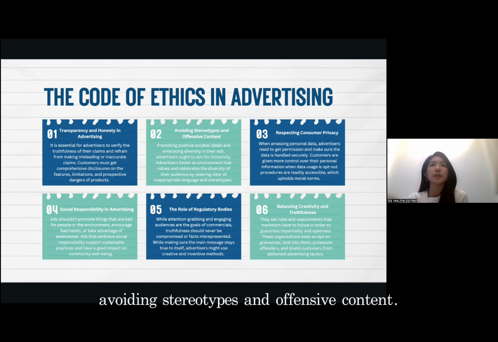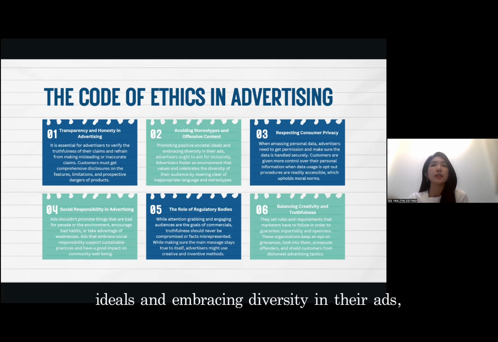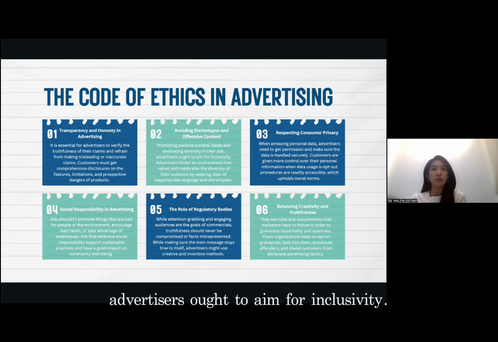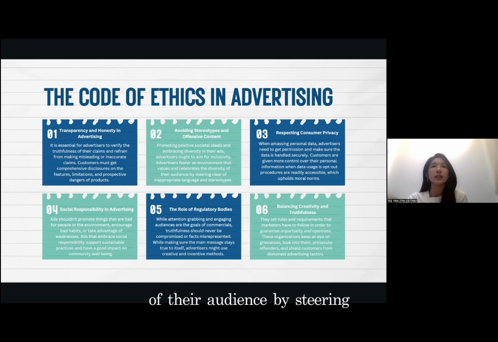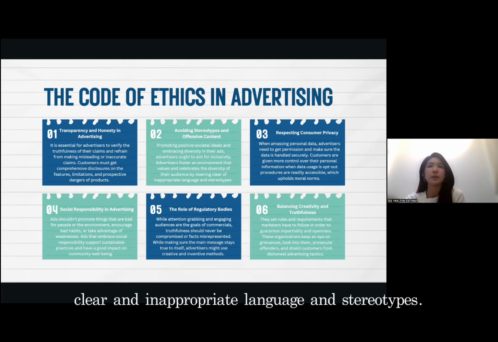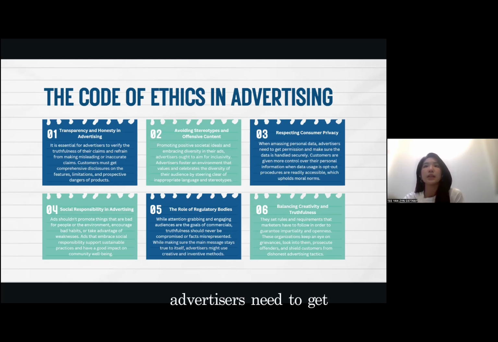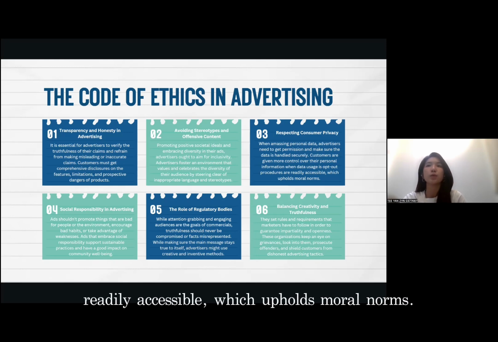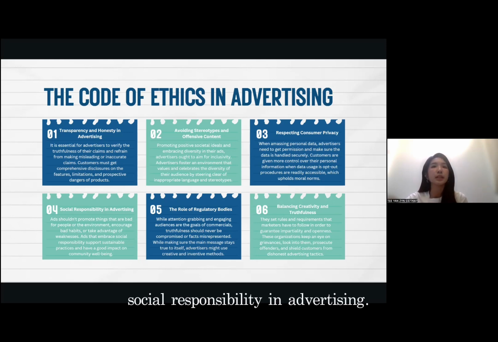Second, avoiding stereotypes and offensive content. By promoting positive societal ideals and embracing diversity in their ads, advertisers ought to aim for inclusivity. Therefore, advertisers foster an environment that values and celebrates the diversity of their audience by steering clear of inappropriate language and stereotypes. Following will be respecting customer privacy. When amassing personal data, advertisers need to get permission and make sure the data is handled securely. Customers are also given more control over their personal information when data usage opt-out procedures are readily accessible, which upholds moral norms. Moving on to key point 4, social responsibility in advertising.